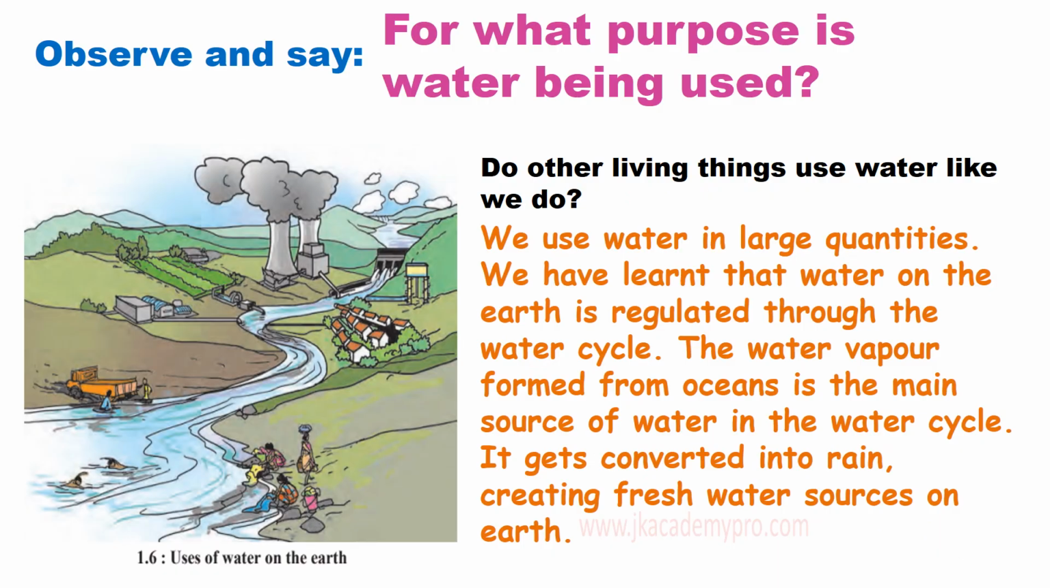Now observe this picture and say, for what purpose is water being used? Do other living things use water like we do? Now we use water in large quantities. We have learned that water on the earth is regulated through the water cycle. Water evaporates, forms into clouds, and then it comes down in the form of rain. Now the water vapor formed from the ocean is the main source of water in the water cycle. It gets converted into rain, creating fresh water sources on this earth.